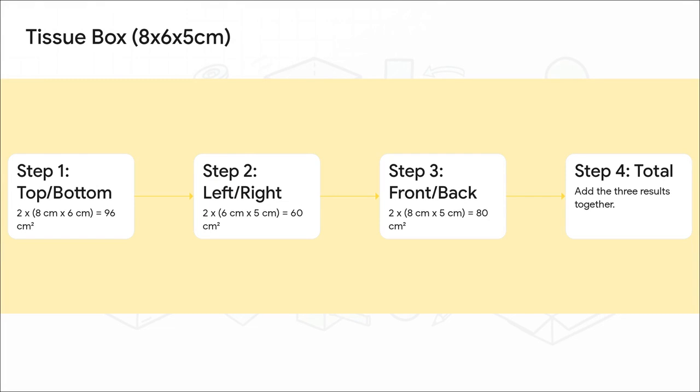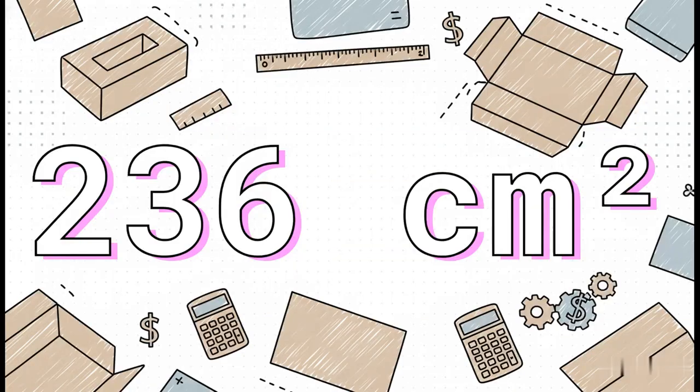So first up, we figure out the top and bottom. That gives us 96 square centimeters. Next, we do the left and right sides. That's another 60. And finally, the front and back, which is 80. Now for the easy part, you just add all those numbers up. And boom, there you have it, 236 square centimeters. That means to make just one of these tissue boxes, you need exactly that much cardboard.